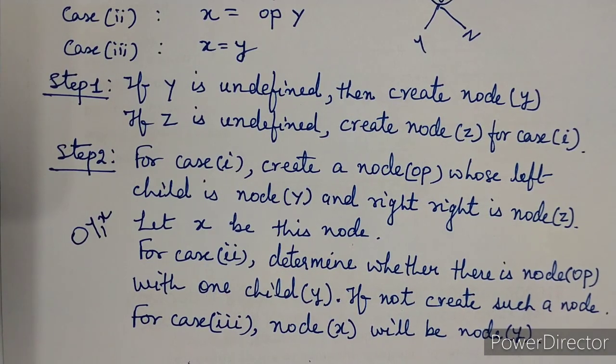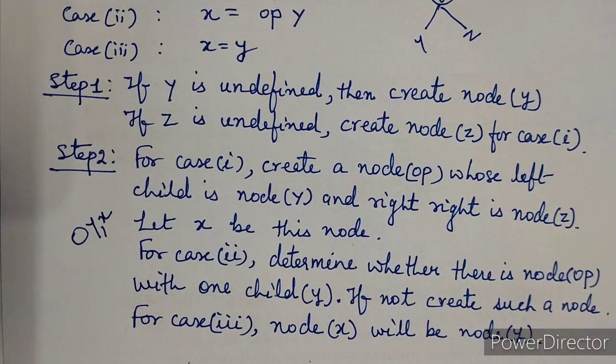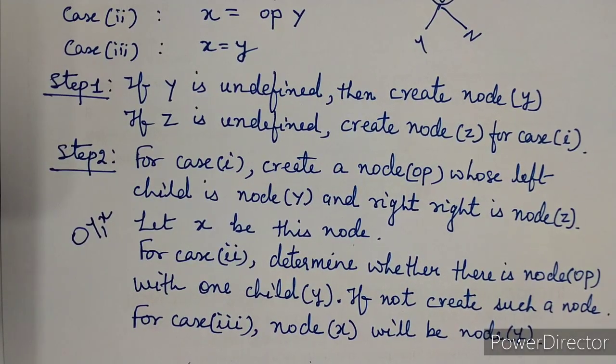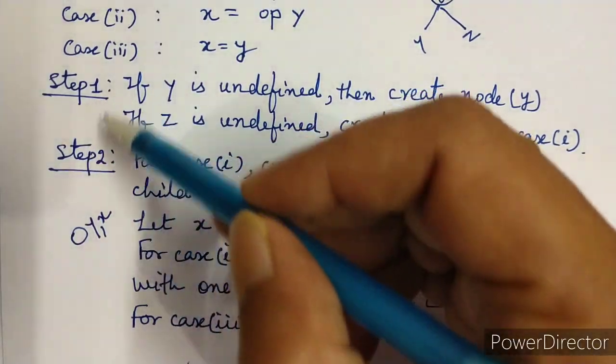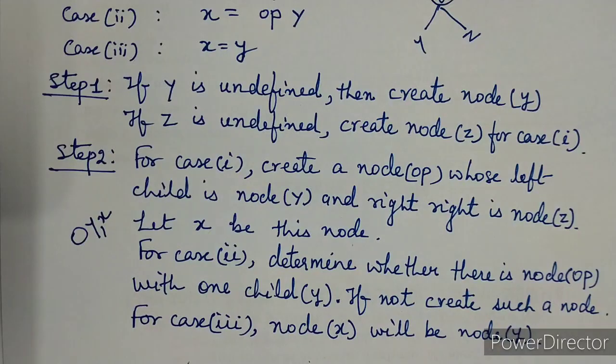Okay, the logic is we have to create a node only for a variable or an operator if it is undefined. Okay, we do not need to create a node if it is already defined. So these are the two steps for construction of a DAG.